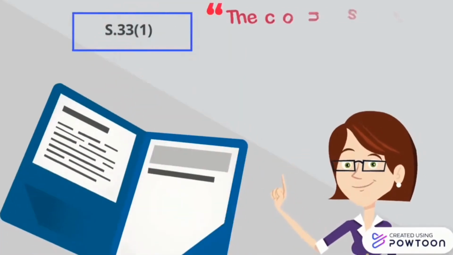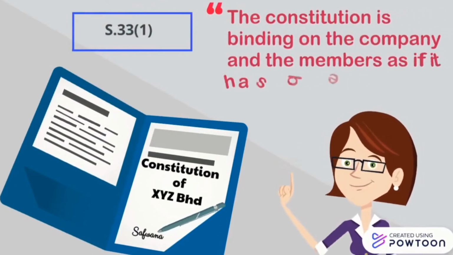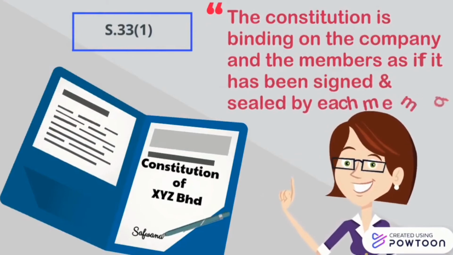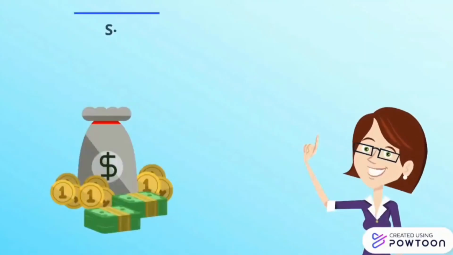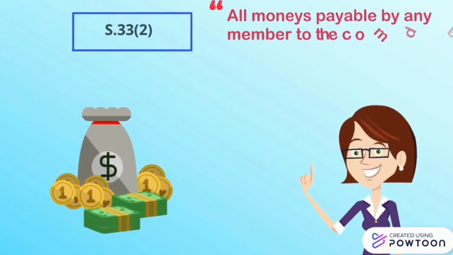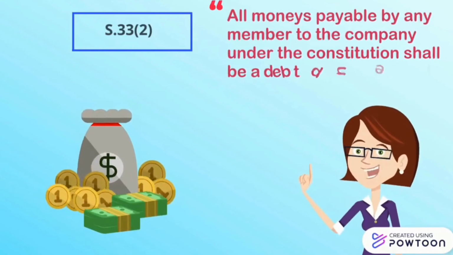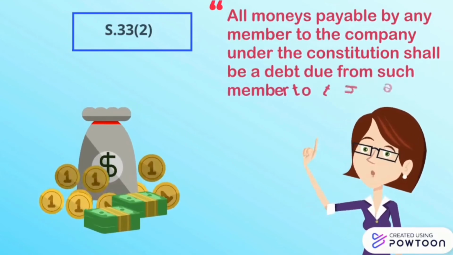The Constitution is binding on the company and the members as if it has been signed and sealed by each member. Section 33(2). All monies payable by any member to the company under the Constitution shall be a debt due from such member to the company.